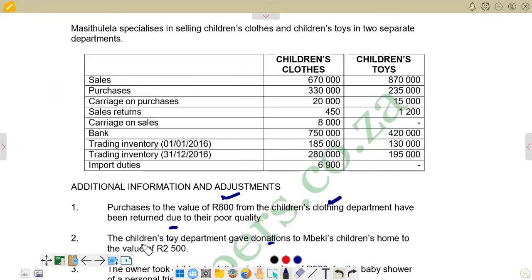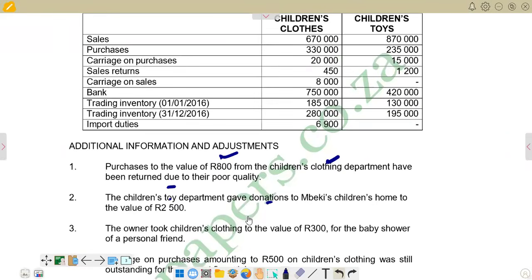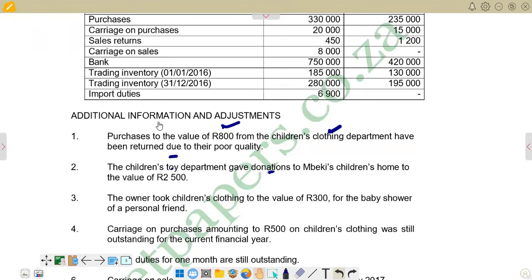So after those donations, we are now going to item 3. If you go to item 3, it reads the owner took children's clothing to the value of 300 for the baby shower of a personal friend. So these are drawings, and also they're going to reduce the figure that we have on purchases of 300. So what we're going to do is go again to the credit side under clothing. We're going to put our 300 as a reduction of purchases.